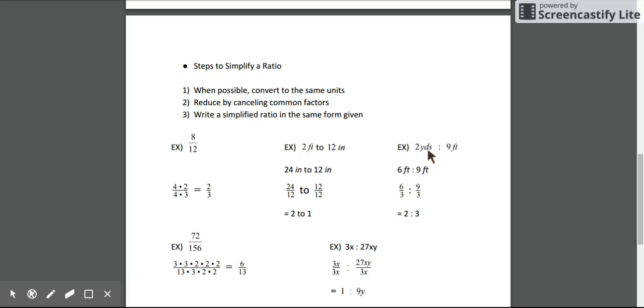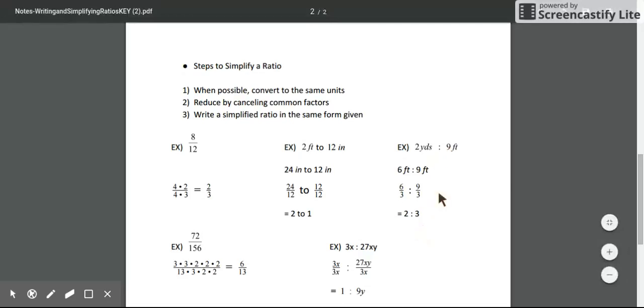We have yards compared to feet. Well, 9 feet is the same as 3 yards. There's 3 feet in each yard. So if I divide this by 3 feet, I get 3 yards. So I could say 2 to 3 and be done.